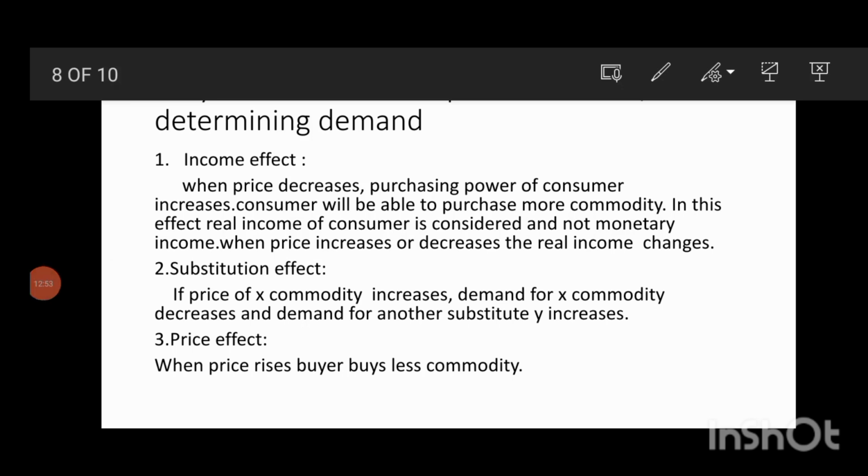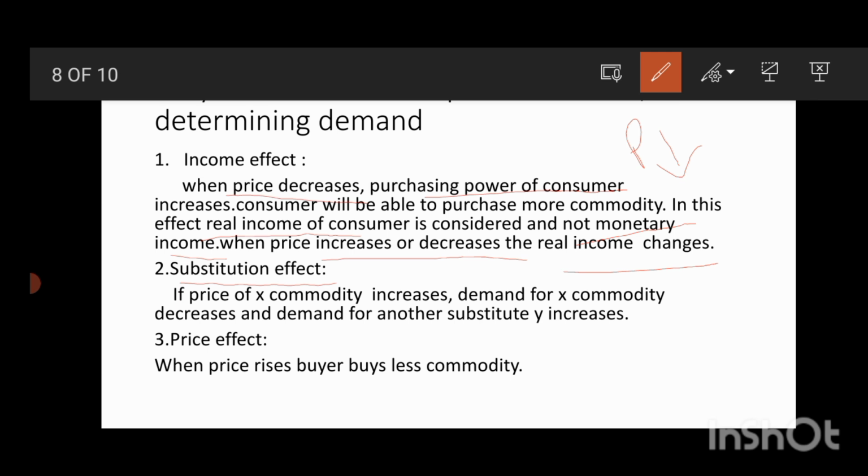So the first thing will be the income effect. When prices of goods decrease, the purchasing power of the consumer increases. Now when price decreases, consumer purchasing power increases, because the consumer is able to purchase more commodities at the same income level. In this case we are talking about the real income effect of the consumer and not the monetary income effect. So when prices increase or decrease, there will be changes in the real income of the consumer.